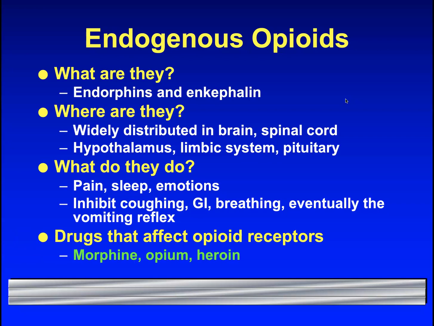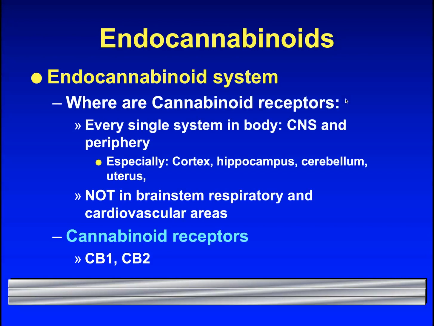And some drugs that affect opioids: morphine, opium, heroin, OxyContin, Percocet, all of those. Alrighty, last one. Endogenous cannabis and the endocannabinoid system.